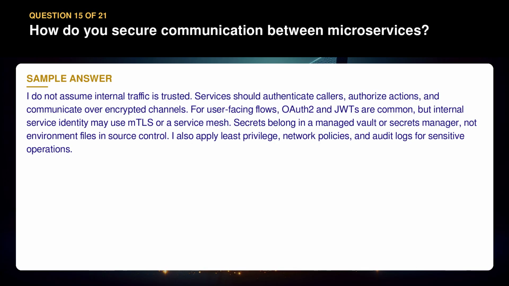Services should authenticate callers, authorize actions, and communicate over encrypted channels. For user-facing flows, OAuth 2 and JWTs are common, but internal service identity may use MTLS or a service mesh. Secrets belong in a managed vault or secrets manager, not environment files in source control. I also apply least privilege, network policies, and audit logs for sensitive operations.